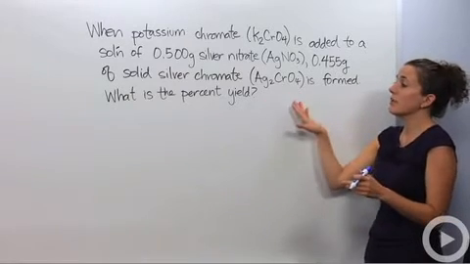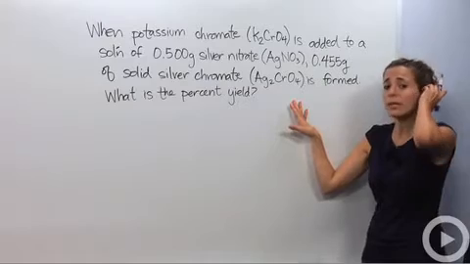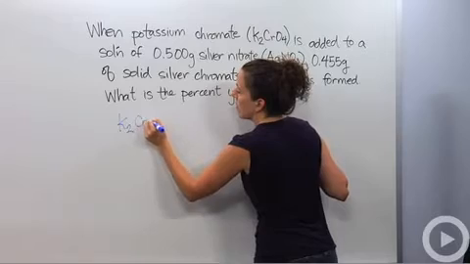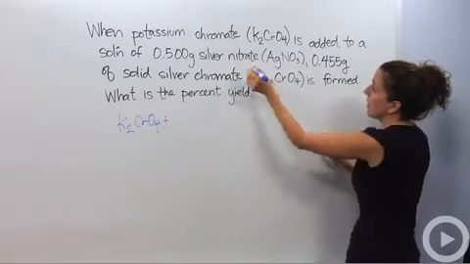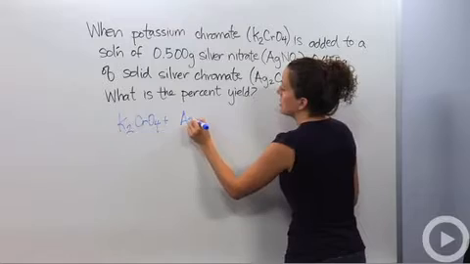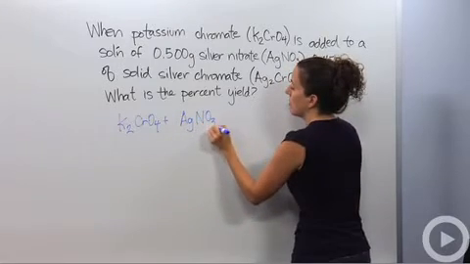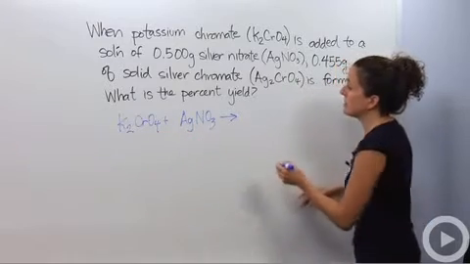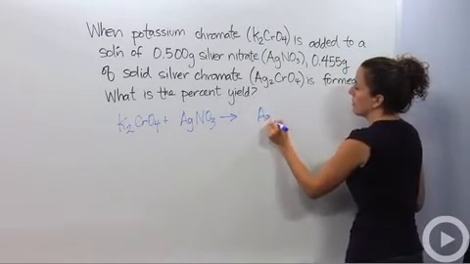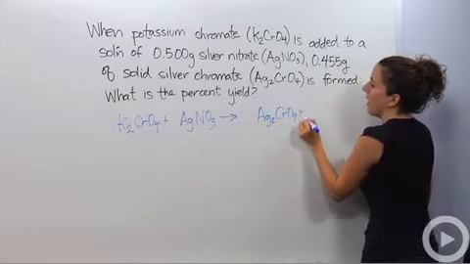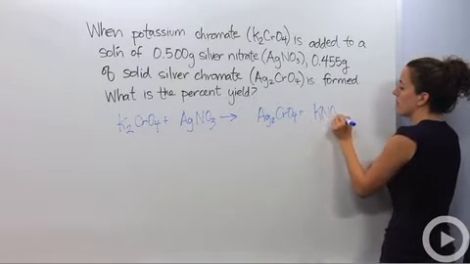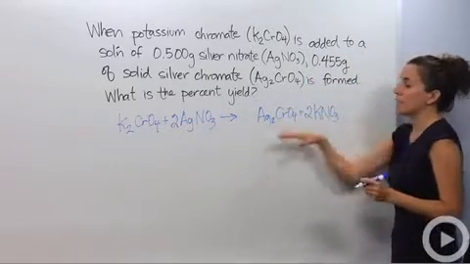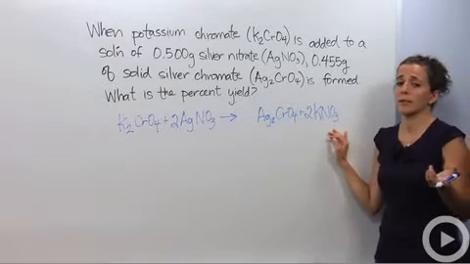So we're first going to actually write a reaction. What exactly took place? So we have K2CrO4 is reacting with silver nitrate, AgNO3. This is going to be a double replacement reaction. We have two ionic compounds. We're producing silver chromate and potassium nitrate. Let me balance this. We should have a 2 here, which means this should have a 2 here. All right, so now this is balanced. Okay, great. We have our balanced equation.